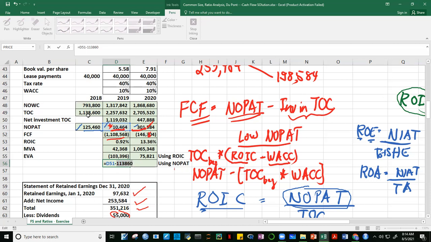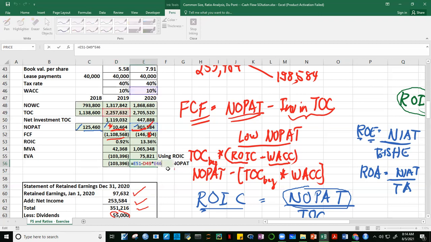So dito sa 1,138,600 na 10%, it's 113,860. No? Tapos ang operating profit ng management is 10,464 lang. So hindi talaga umabot, no? So negative 103,396. And we said that if EVA is negative, then value was destroyed. Now, compare that with 2020.